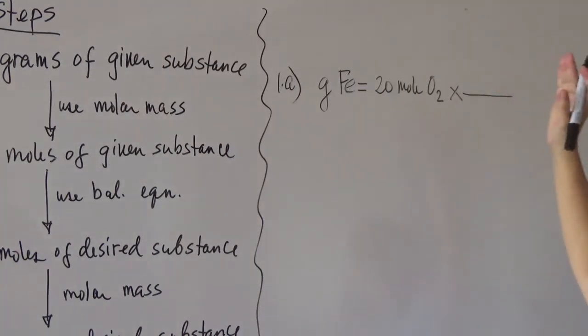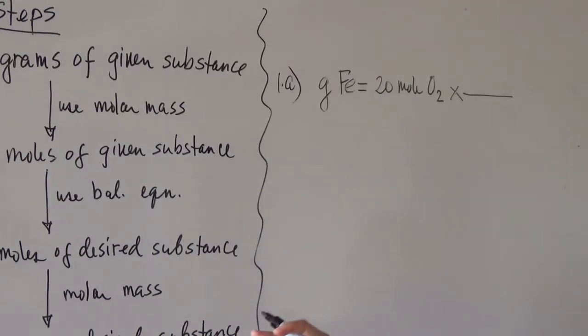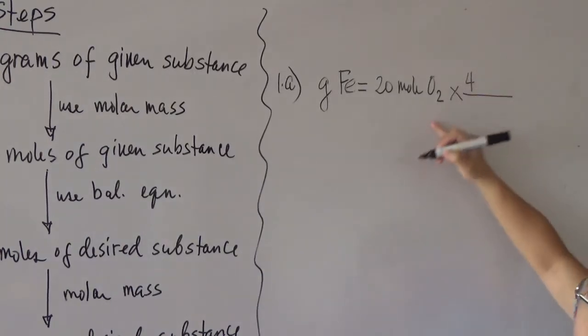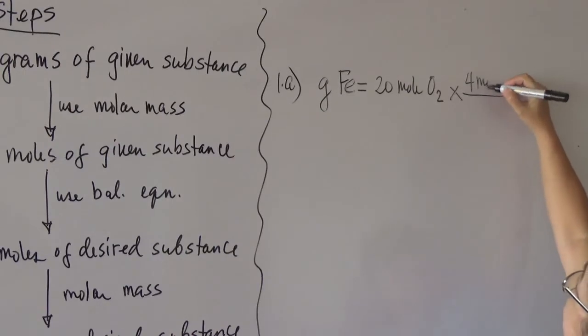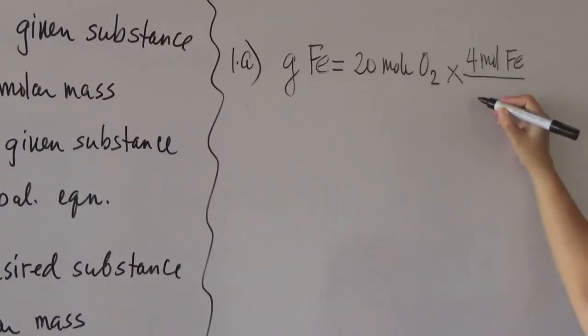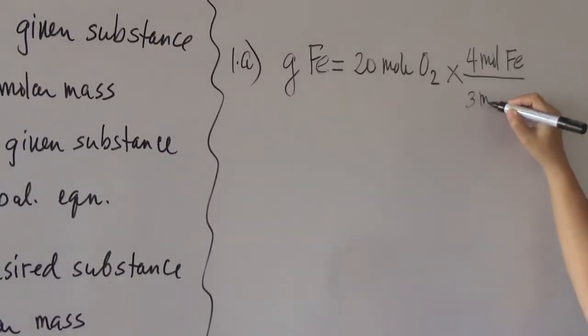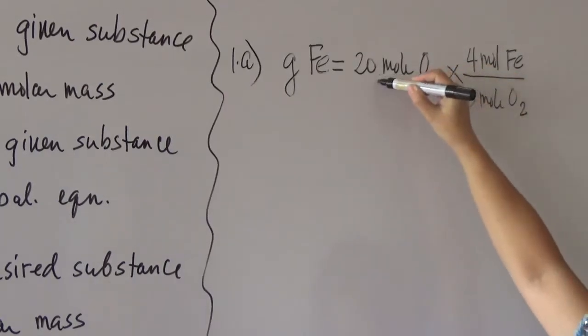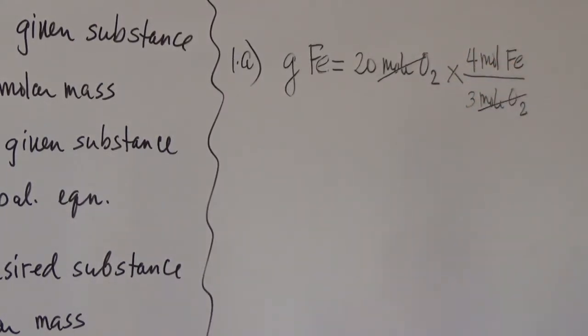So to convert from one substance to another, you're going to make use of the balanced equation. The ratio or the relationship between iron and oxygen is 4:3. So 4 moles of iron needs 3 moles of oxygen. So you can write it here to convert the moles of oxygen to moles of iron. You can have 4 moles of iron, this is based on the balanced equation, for every 3 moles of oxygen. So you can cancel out the moles of oxygen. So the remaining unit now is moles of iron.